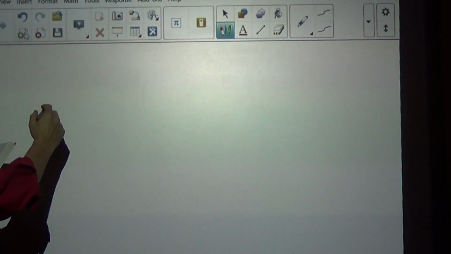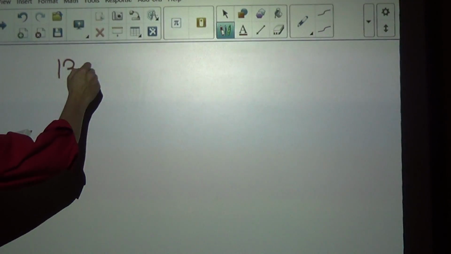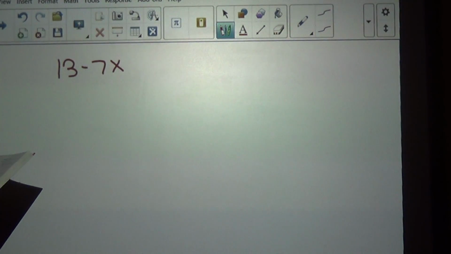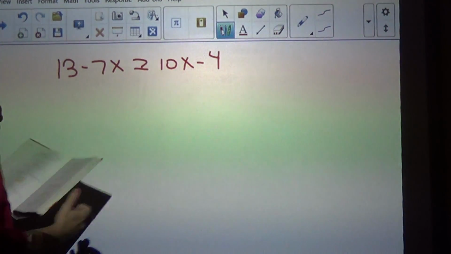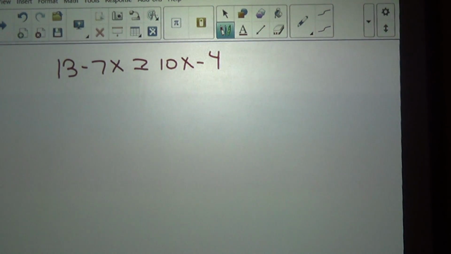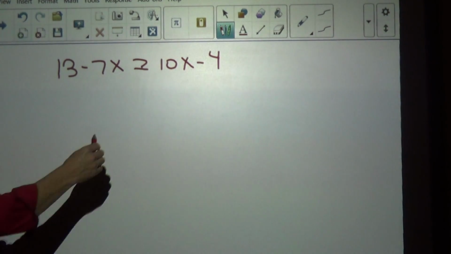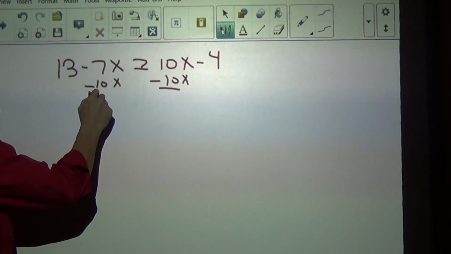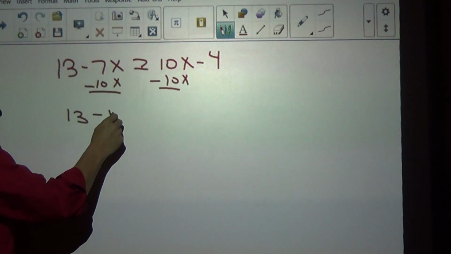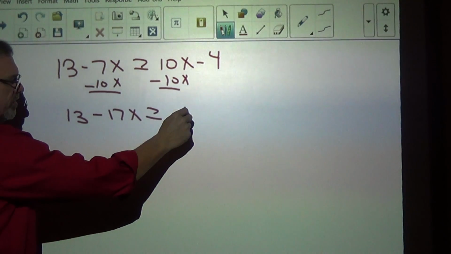So on this one, I have 13 minus 7x is greater than or equal to 10x minus 4. So what are we going to do first? Get the variable to the left side. Okay, so I'm going to take it to the left, so I'm going to add a -10x to both sides. So I got 13 minus 17x is greater than or equal to -4.